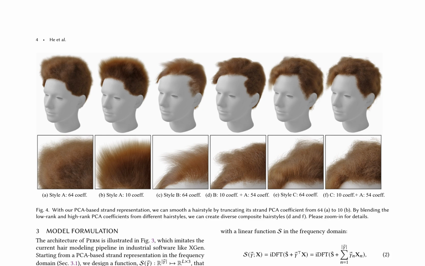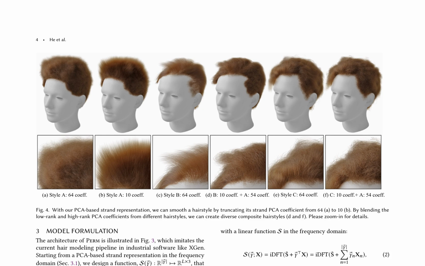The Perm model can be expressed as equation 1, where sample denotes nearest neighbor interpolation, and phi specifies the full set of trainable parameters. Novel 3D hairstyles can be synthesized by varying theta and beta, while the hair density can be adjusted by manipulating the number of roots in R.